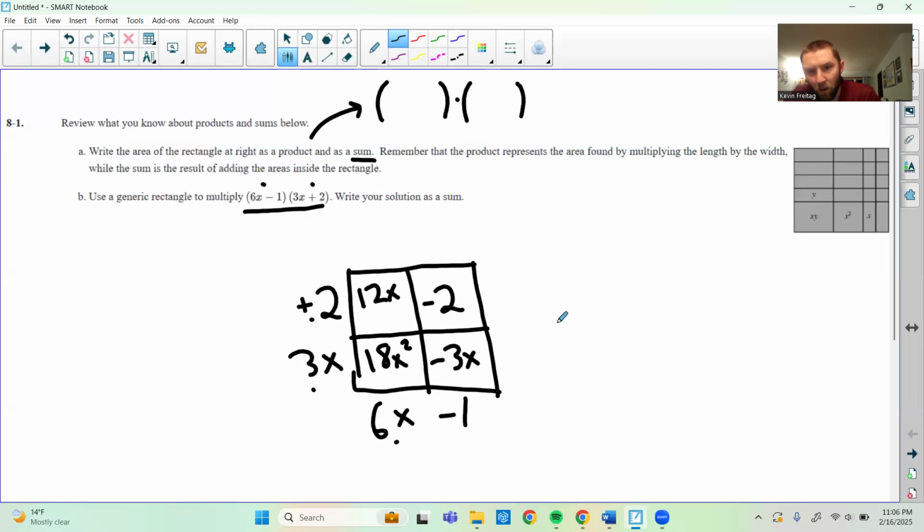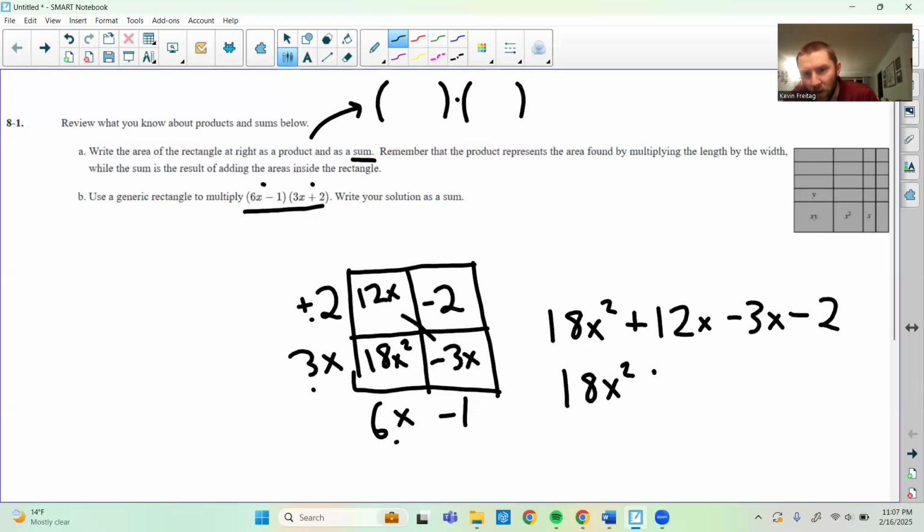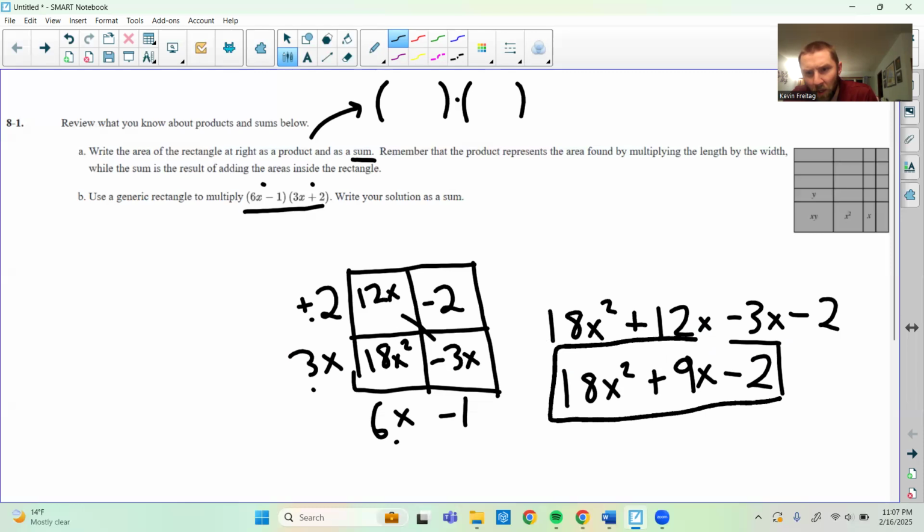Okay, now 18x squared plus 12x minus 3x minus 2. And then, of course, to find my final answer, I would put those two boxes together. 12x's minus 3x's. So I would get 18x squared plus 9x. 12 minus 3 is 9, minus 2. Okay, so that would be my answer to part B of question 1. Okay, so hopefully that all makes sense, and I will be back shortly with problem 2.